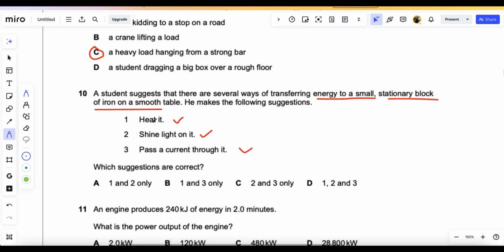You heat it because it's conduction. Iron is a metal, so heat will be transferred by conduction. You know, there are 3 methods of heat transfer in thermophysics: conduction, convection, and radiation. So you heat it because it's a metal.